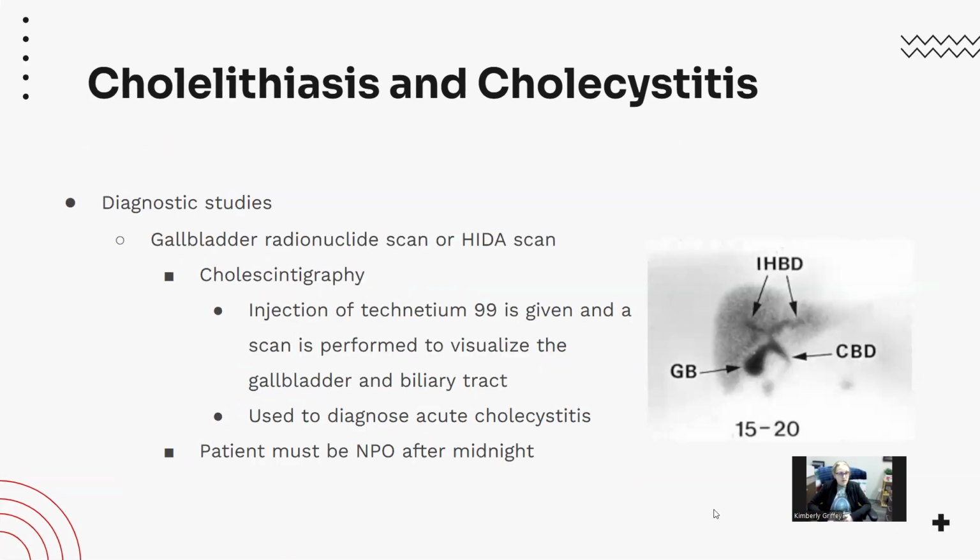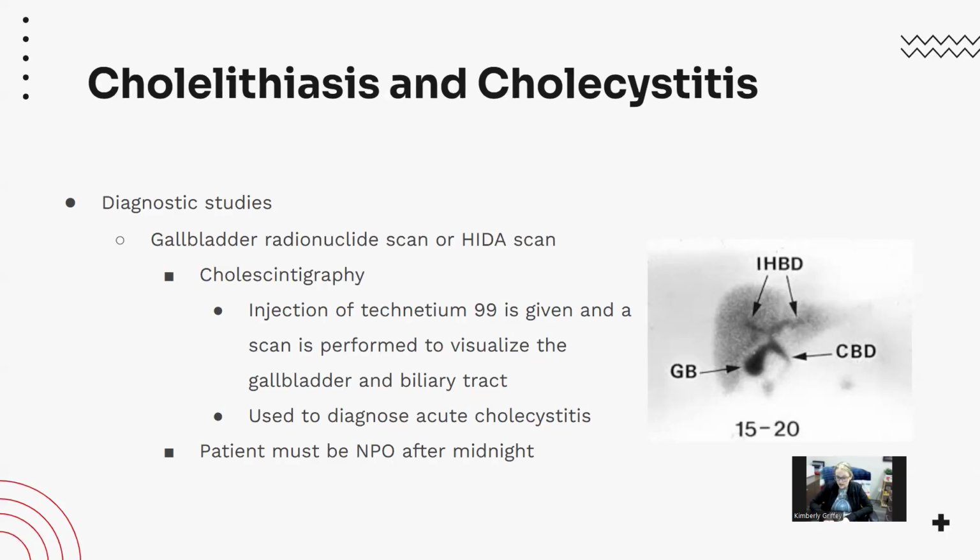One of the diagnostic studies is a gallbladder radionuclide scan, or a HIDA scan. This is where they do an injection of technetium-99. So they'll give that and they'll do a scan to visualize the gallbladder and the biliary tract. This test is used if an ultrasound is inconclusive.